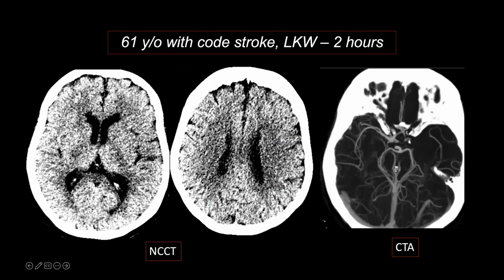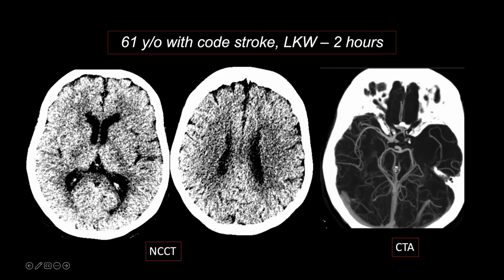Here is an example that we had. 61-year-old with code stroke, last known well for 2 hours. We usually at Cincinnati are not doing CT perfusions for the early windows. We do it for greater than 6 hours or last known well is unknown. But for some kind of different reason, this patient did get a CTP. So I'm going to go over some of this tough case, if you may.